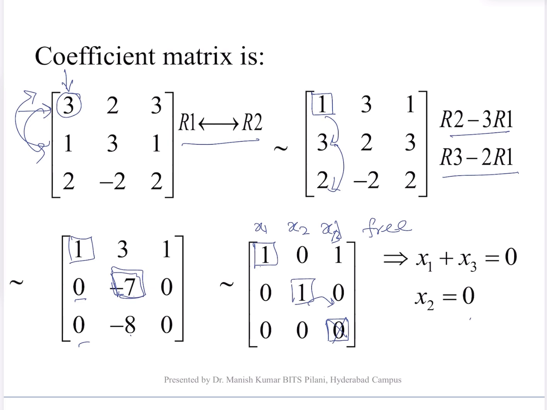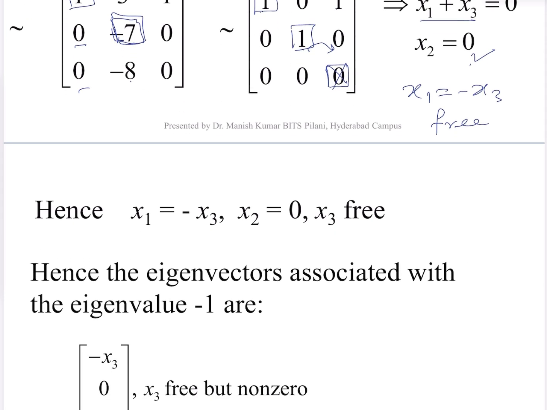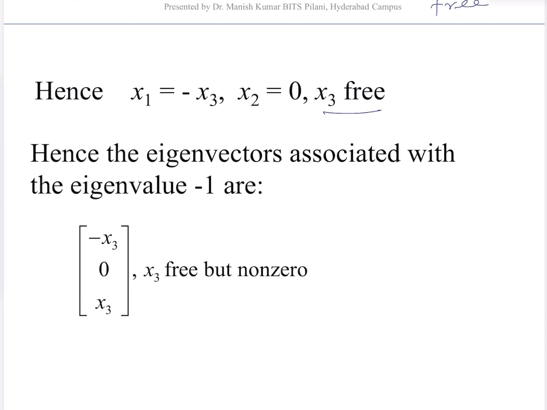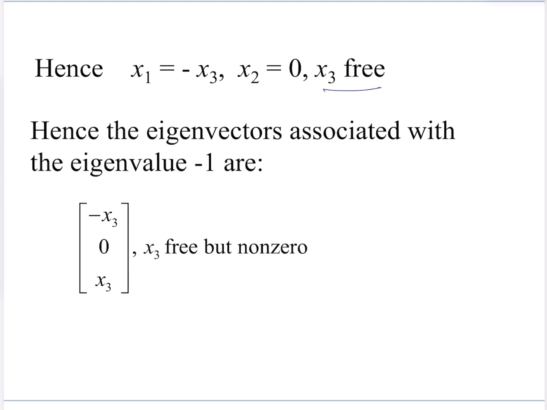So from the first equation, x1 plus x3 equals 0. From the second equation, x2 equals 0, and x1 is equal to minus x3, where x3 is free. So we can choose any value, as x3 is free. So we can choose any value, and then you see the vector is minus x3, 0, x3, where x3 is free but non-zero, right?